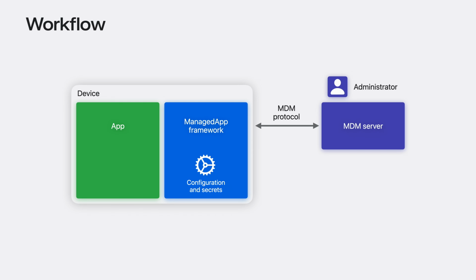When the app launches, it asks ManagedApp Framework for its configuration and secrets, and the framework hands a copy to the app. The app immediately applies the configuration and uses the secrets as appropriate. Anytime after that, the administrator can update the configuration or secrets. If the app was running at the time, the framework notifies the app, which immediately applies the updates.